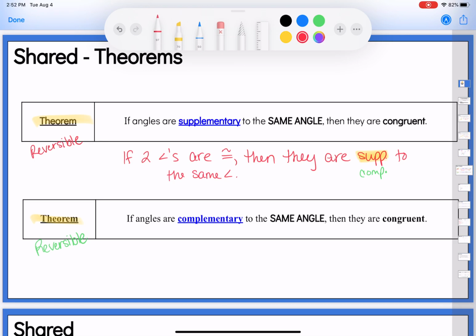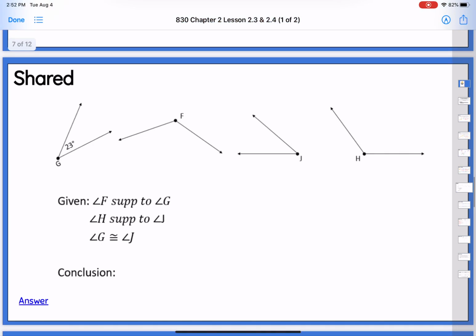All right. Let's see. What's next then? Oh, another one of these situations. All right. So I've got 4 angles this time. Angle G, angle F, angle J, and angle H. I notice that angle G is 23 degrees. It says angle F is supplementary to angle G. Angle H is supplementary to angle J. Angle G is congruent to angle J. Go ahead and write down any of those conclusions that you can come up with based off the picture and the givens. Go ahead.